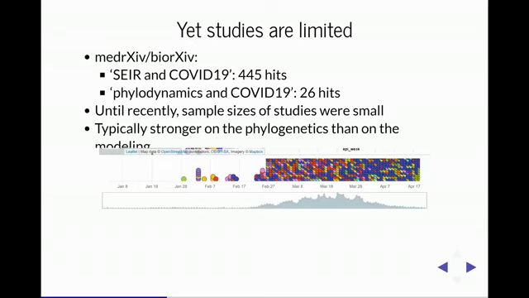Moreover, until recently, the sample sizes of those studies were quite small. We're still having a bit of a lag in terms of when the data are generated and when we can do analyses. And they've typically been stronger on the phylogenetic side than on the modeling. So whether you classify those as a true phylodynamic study is a moot point.